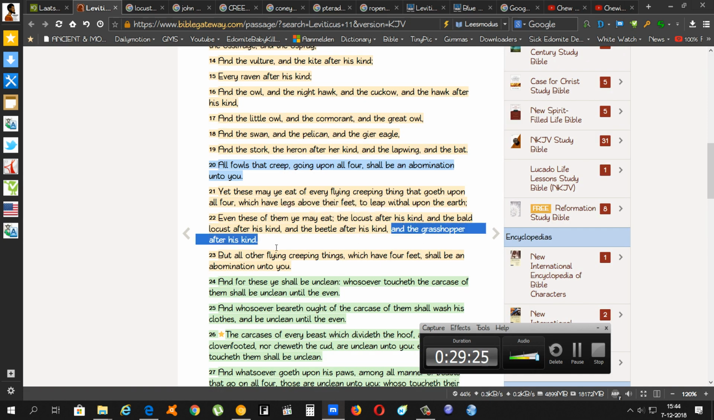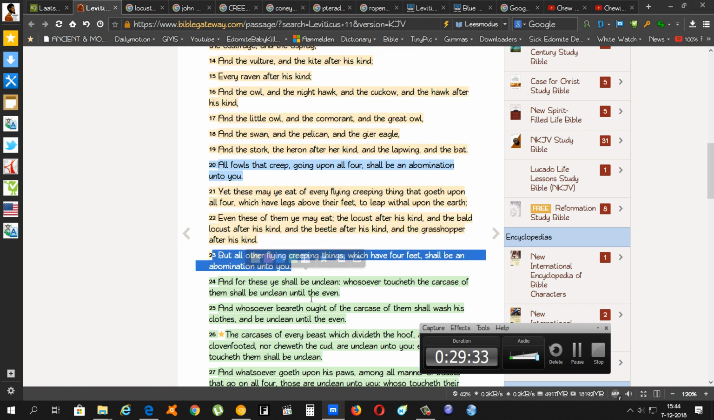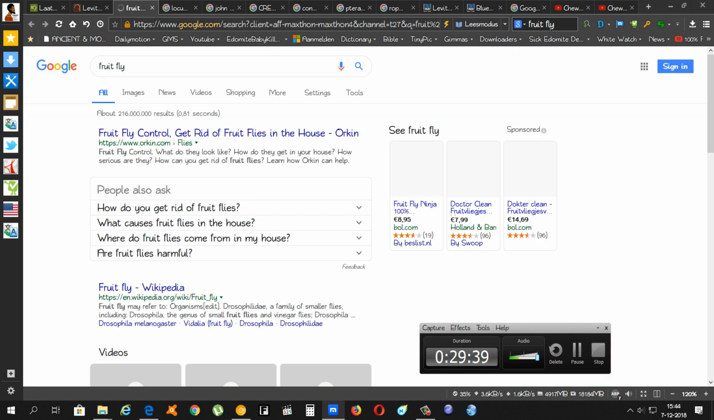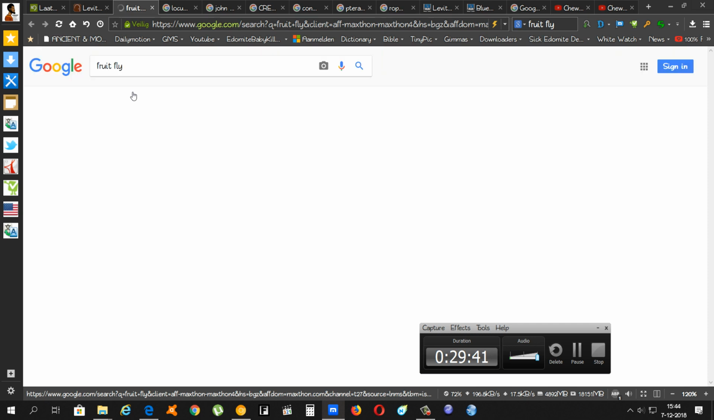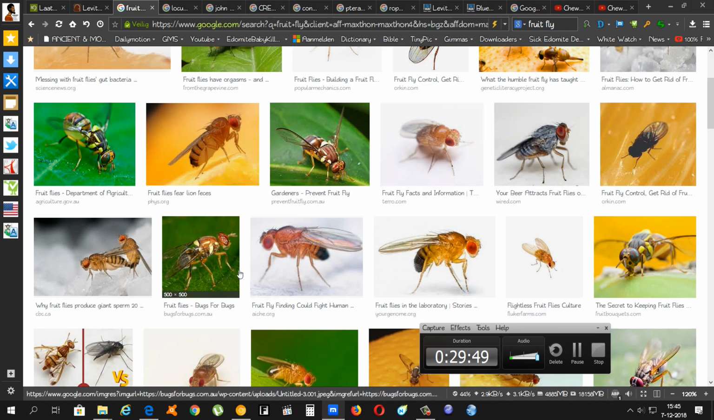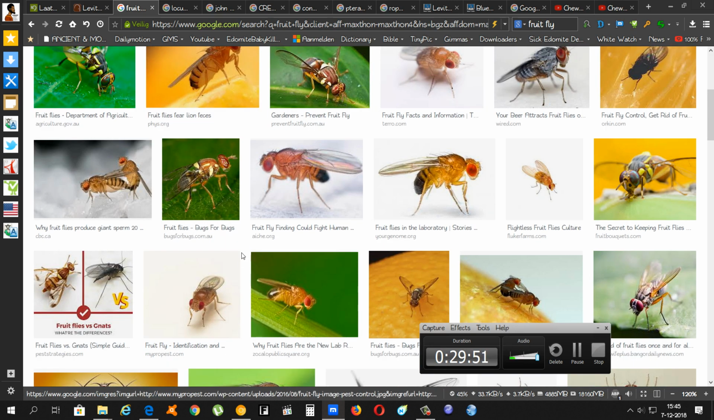And the grasshopper after his kind. But all other flying, creeping things which have 4 feet shall be an abomination unto you. Right. You have all type of, like, for example, the fruit fly. I hate it when these flies come in my drink, man. There's one time I had a drink, right? And yeah, they have 6 feet. But then these types, you can't eat this, by the way. These are one of the flying, creeping things.